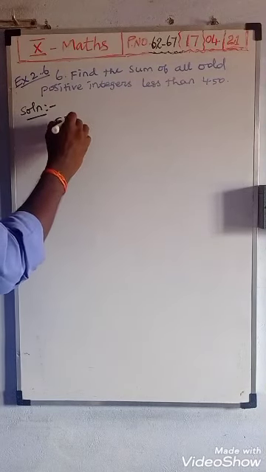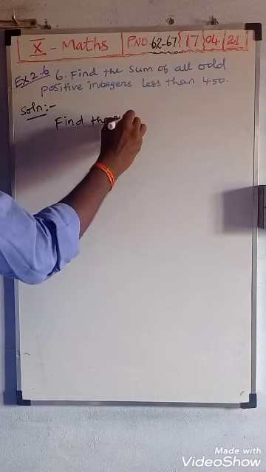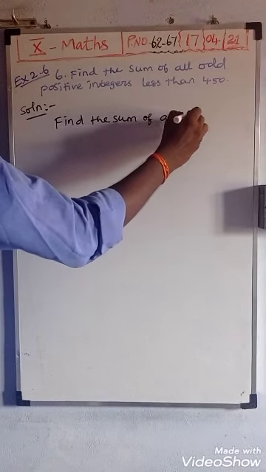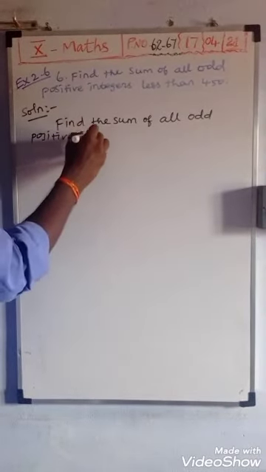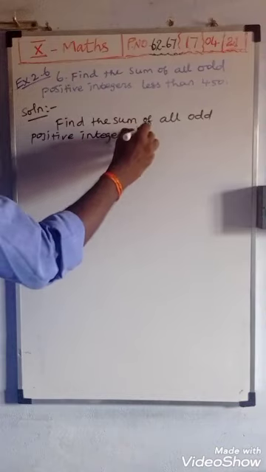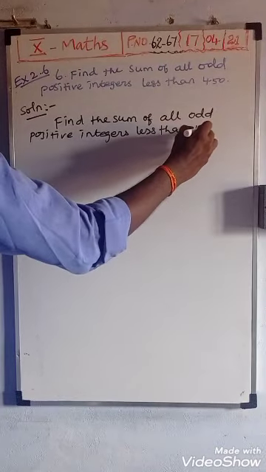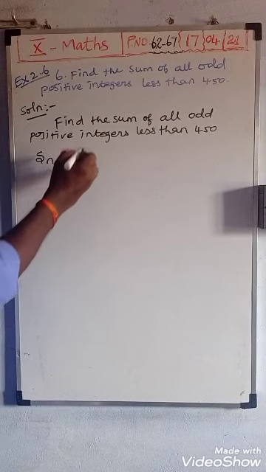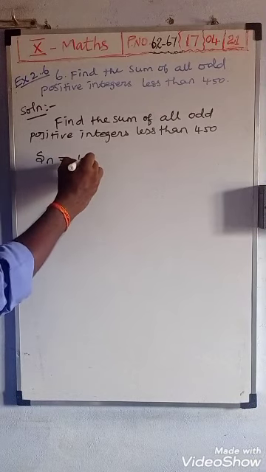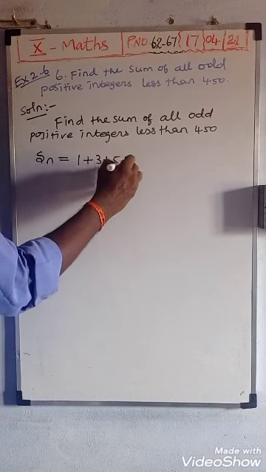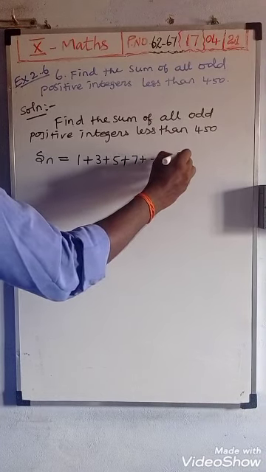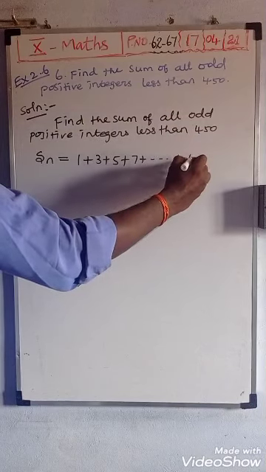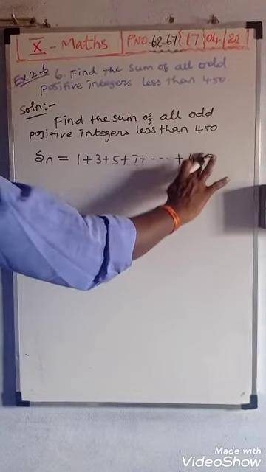So find the sum of all odd positive integers less than 450. So let Sn be equal to 1 plus 3 plus 5 plus 7 plus up to, etc., plus the odd number before 450, which is 449.